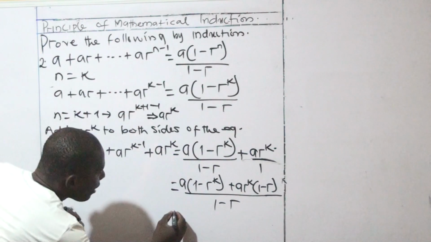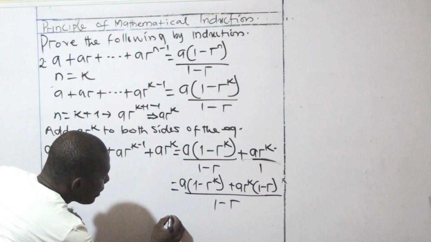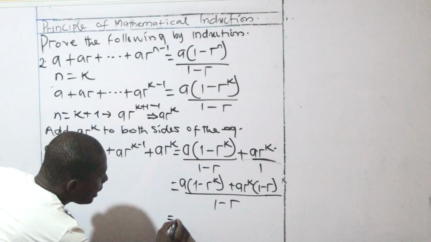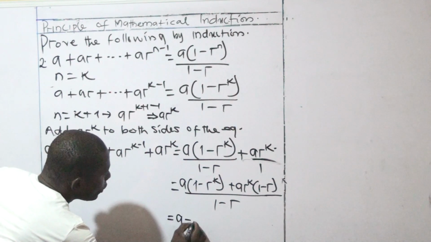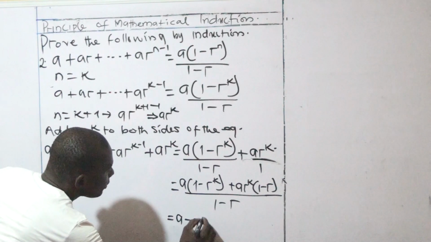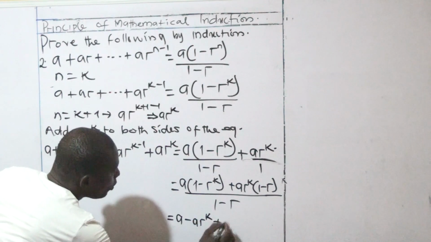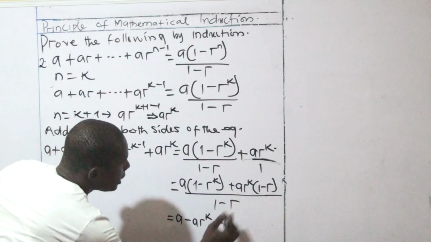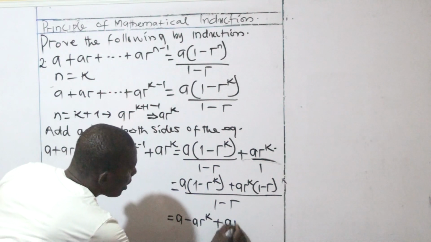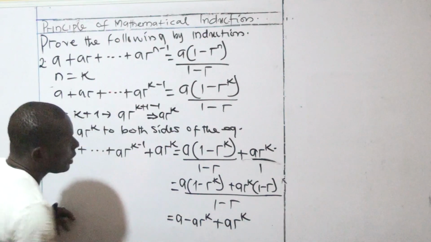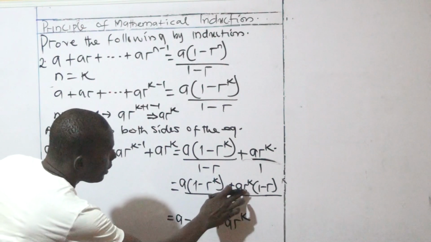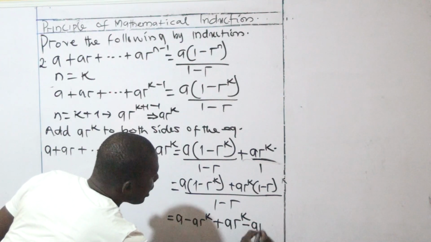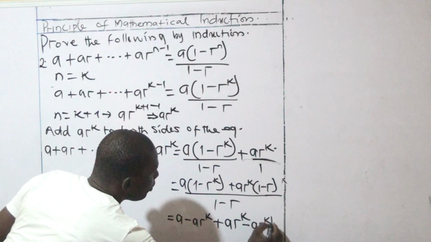Now let's look at this. We have this is equal to, in this term we have a minus a r raised to power k, plus here we also have this time a r raised to power k. Then here we have a minus a r raised to power k plus 1.